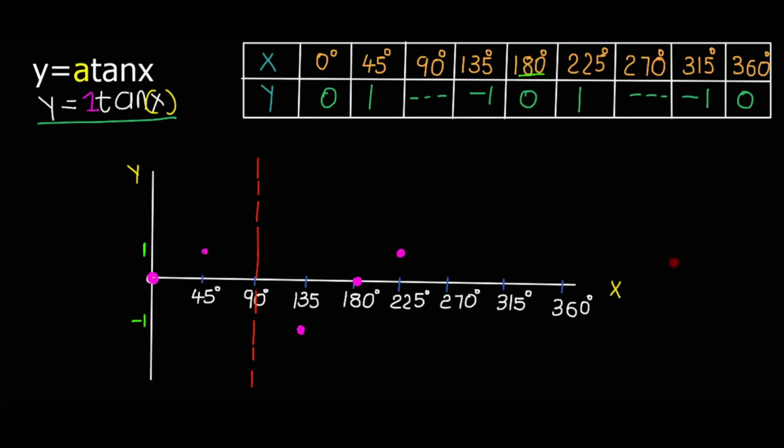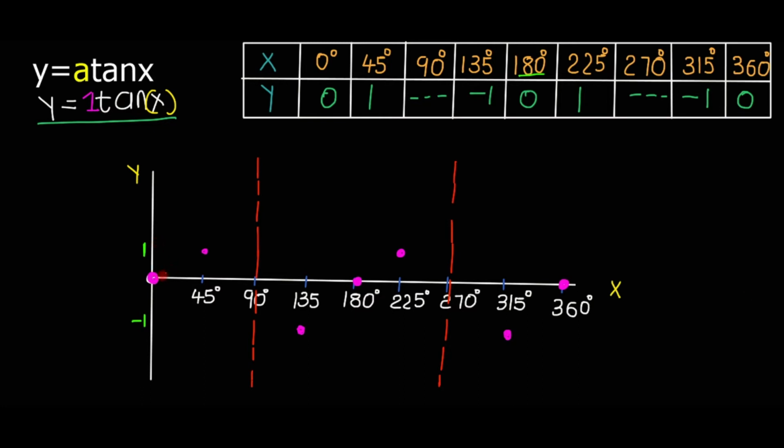270 and error again, we make a vertical asymptote, and then we have 315 and negative 1, 315 and negative 1 is this one, and then we have 360 and 0, this point. So you will see what our graph looks like when we join. This curve of tan is totally different from sine and cos.